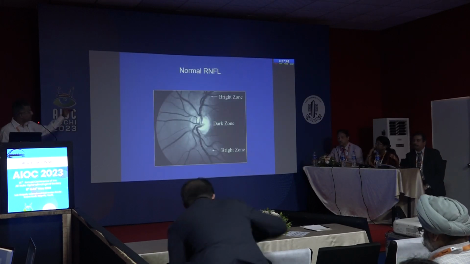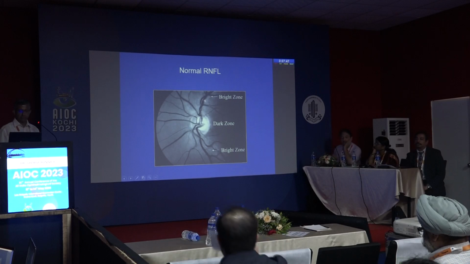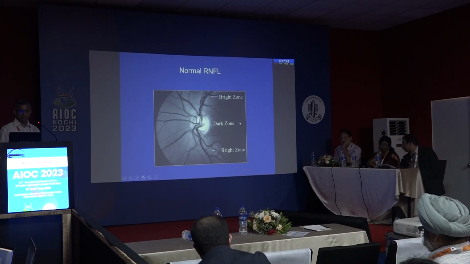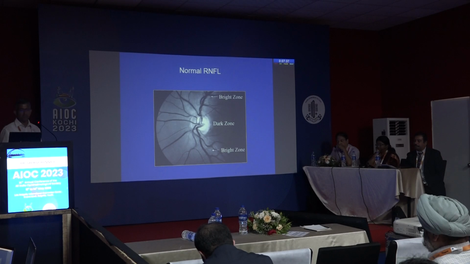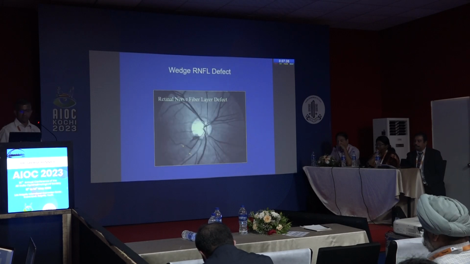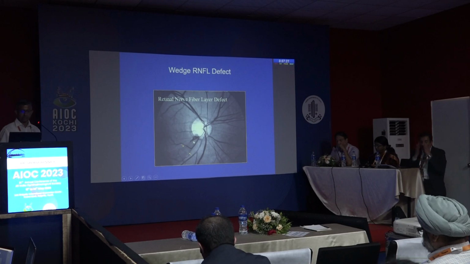So typically this is how your nerve fiber layer is distributed. You have a bright zone which is on top, then you have a dark zone which is next to the macula, and you have a bright zone. So it's bright, dark, bright. This is what you should expect to see in every eye. When you have a nerve fiber layer defect like over here, you're seeing a localized dark zone in a bright area. And this is easy to visualize. There's also a disc hemorrhage there.